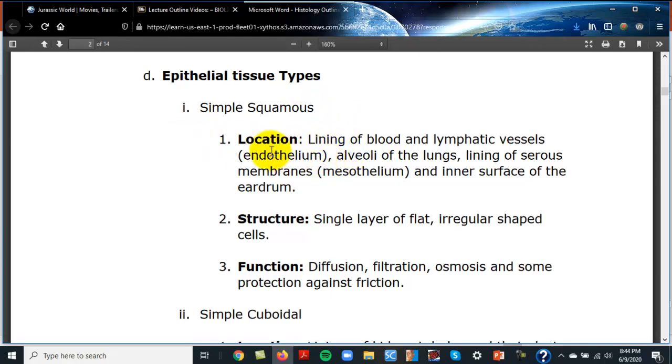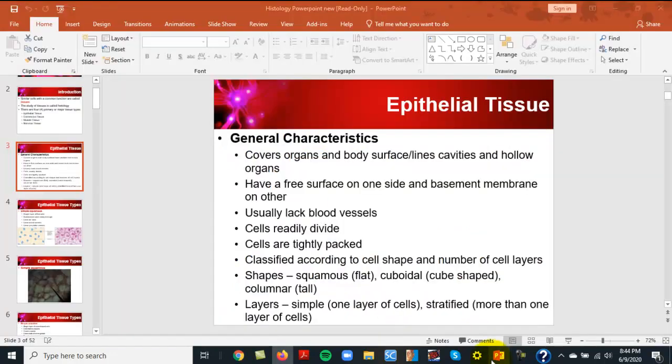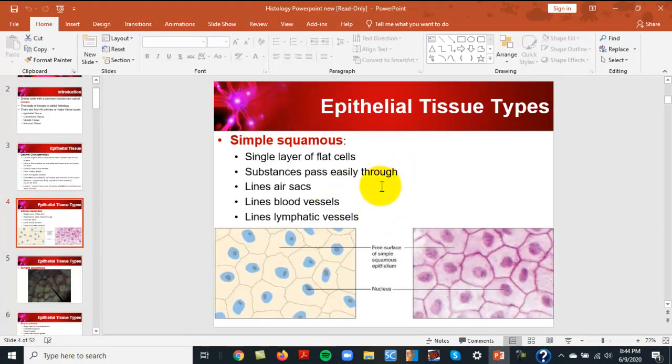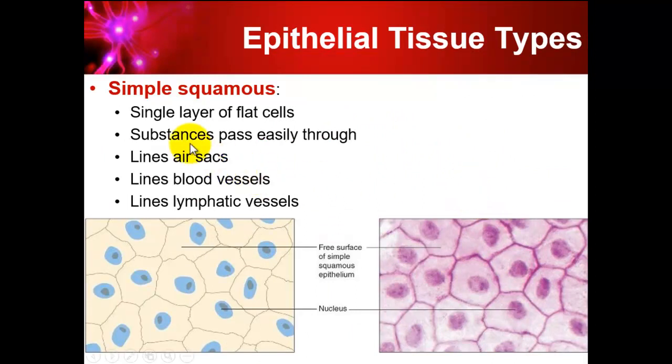So simple squamous epithelium. So I'm going to go to the tape here, blow this up. Now you can see there's no space between the cells. So here's the nucleus, here's the nucleolus. And squamous means irregular shaped. So the cells look kind of like a fried egg. So where do you find this? Lines the air sacs, lines blood vessels, lines lymphatic vessels.